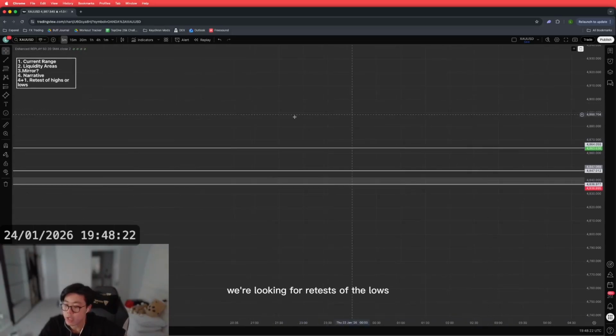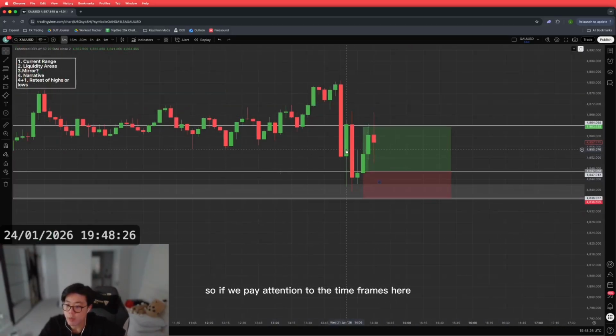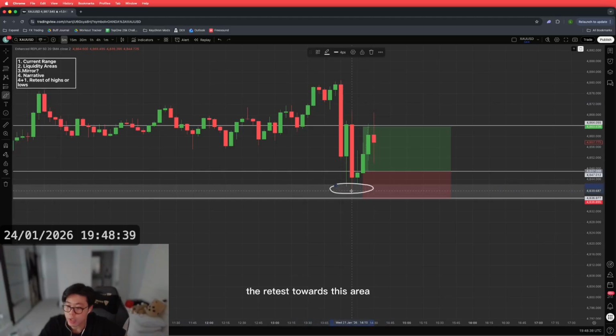We're looking for retests of the lows, which you do get again. So if we pay attention to the time frames here, your 4-hour candle opens, you've got your bottom wick, you pull back up, and you retest the bottom wick. So now you've been given the retest towards this area, and you've given me the validation. Now, if price action closes above, I'd be interested in my buys up.